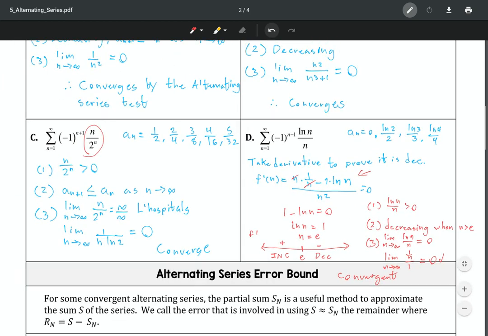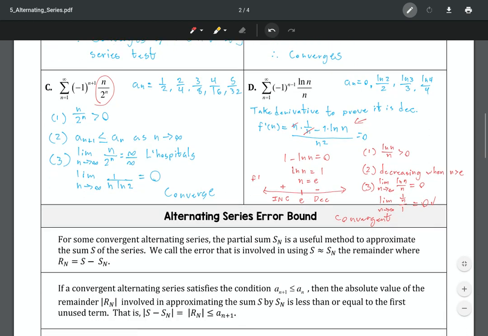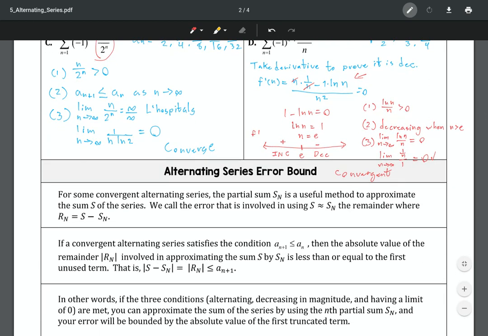Now we're going to talk about the alternating series error bound. So there's a way to approximate an alternating series, which is not a super difficult problem, but mainly what it's going to teach you is to find the error involved in the approximation that you found. Basically, if you have your error, partial sum useful to approximate, you can find your error by taking your actual sum minus your partial sum, and that's going to give you the error.